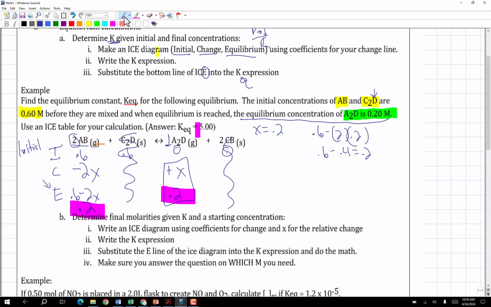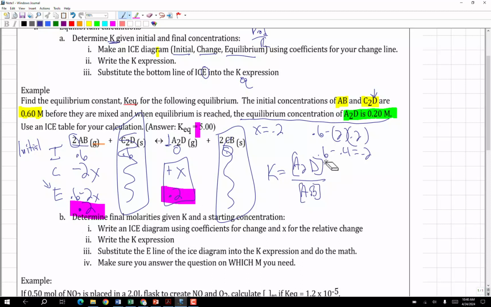Okay. So I'm looking for the K_eq. Now notice, solids not involved, solids not involved. I'm going to write my K expression. K equals products, AD2, over reactants, AB, raised to their coefficients, 1, and raised to their coefficients, 2.